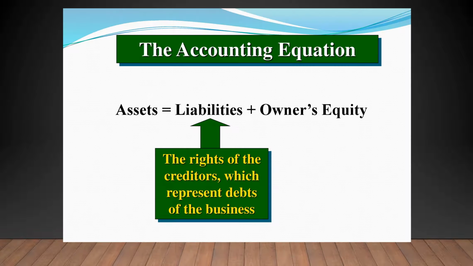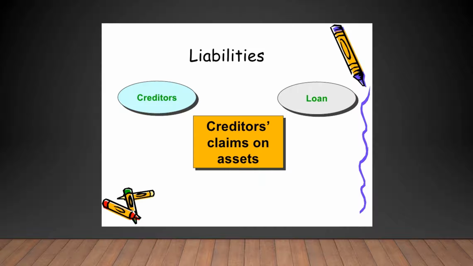And liabilities. So liabilities are the rights of creditors which represent the debts of the business, okay? So we can think of liability as what the business owes, okay? Or we can think of it as a business debts. So what are some examples of liabilities? For example, loan, bank loan, and creditors, okay? Someone who you owe the money to, creditors, okay?